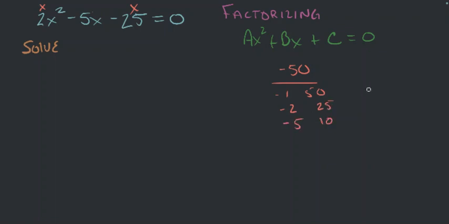And we could switch those signs around and make it 1 and negative 50, 2 and negative 25, and 5 and negative 10. All of these pairs will give us negative 50. So we need two numbers that multiply to give us negative 50 and add to give us negative 5. All these multiply to give us negative 50. That came from these two. Which one of these pairs adds to give us negative 5? It looks to me like the one we want is this right here. 5 and negative 10 add to give us negative 5.